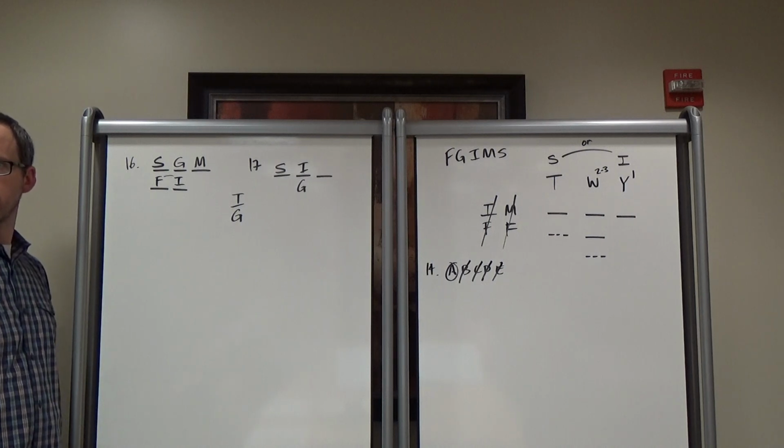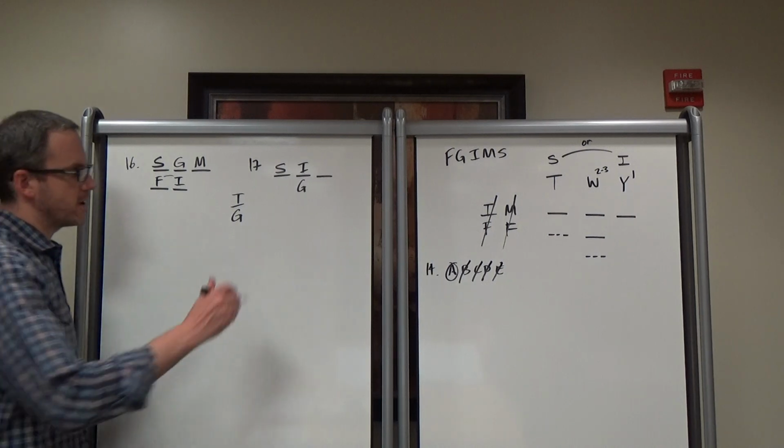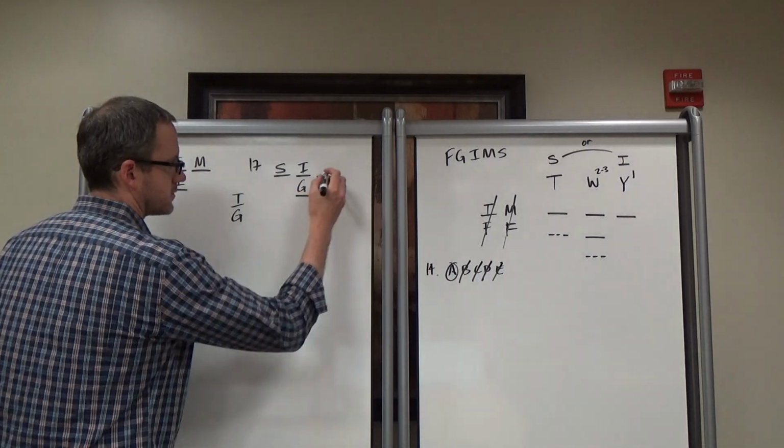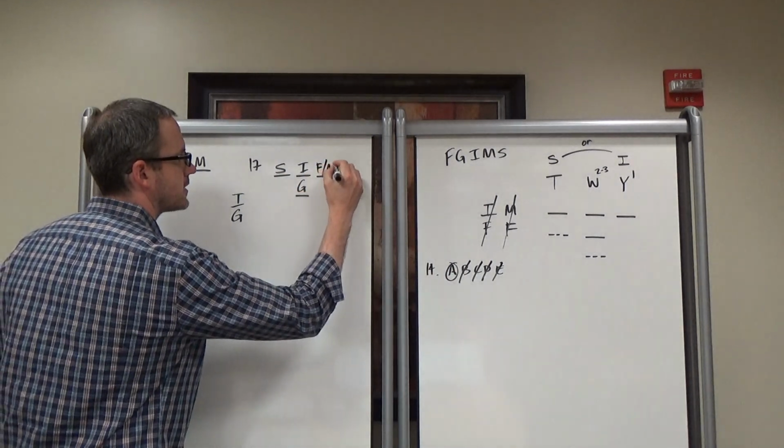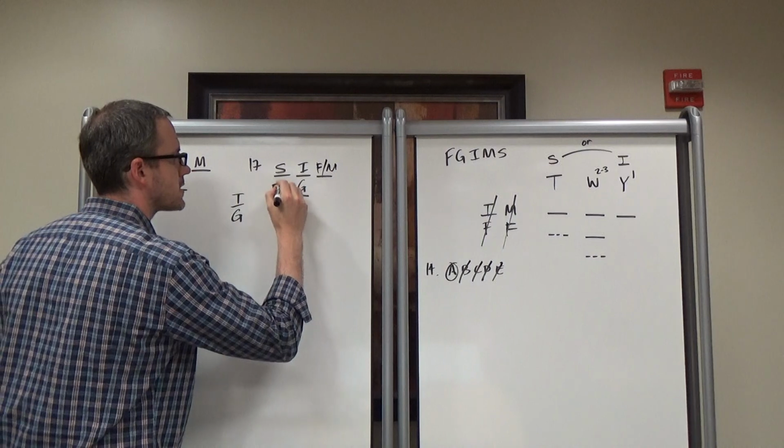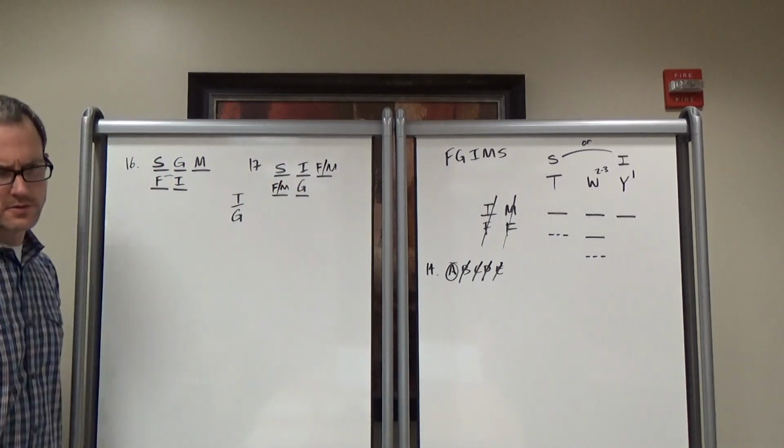Who's left? F and M. F and M. And one of them's got to go here, right? And one of them's got to go here. Sound good?